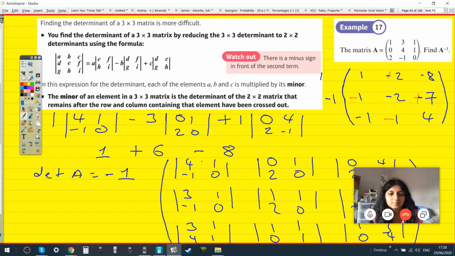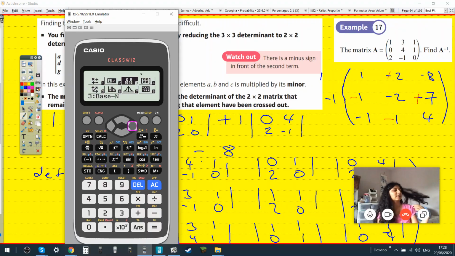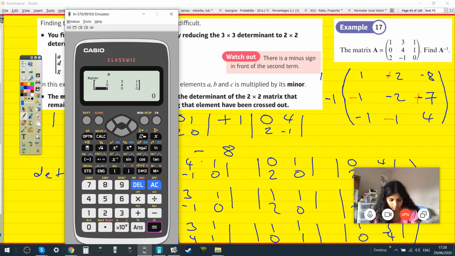Okay, let's go back to the very original thing. Here's the bit that you hate me for. Just put it in the calculator. Matrix 4. So I'm going to use simple one. Define matrix 3 by 3. 1, 3, 1, 0, 4, 1, 2, -1, 0. Matrix calc. Option.